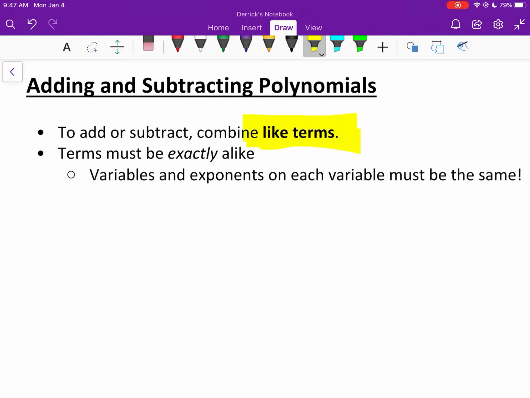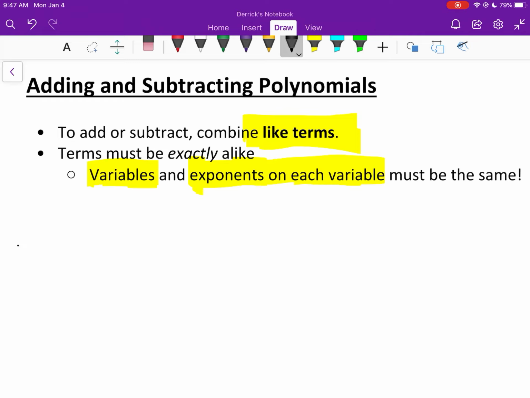Okay? When we say like terms, what I mean by that is they need to be exactly alike, meaning both the variables and the exponents on those variables have to be exactly the same. If there's any difference, then you're not actually able to combine them. For example, let me show you what I mean by that.